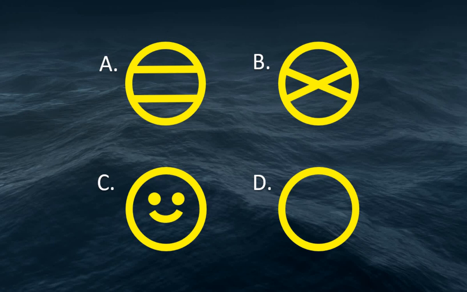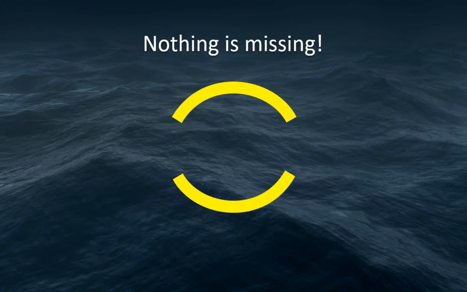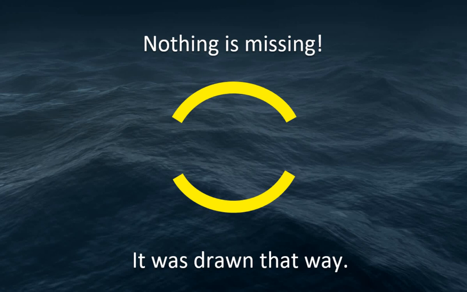Okay, I see hands, and so it looks like most of the people voted for D. Okay. You know what the answer is? Nothing is missing. It was drawn that way. What happened? I brainwashed you by asking you a simple question, what is missing?